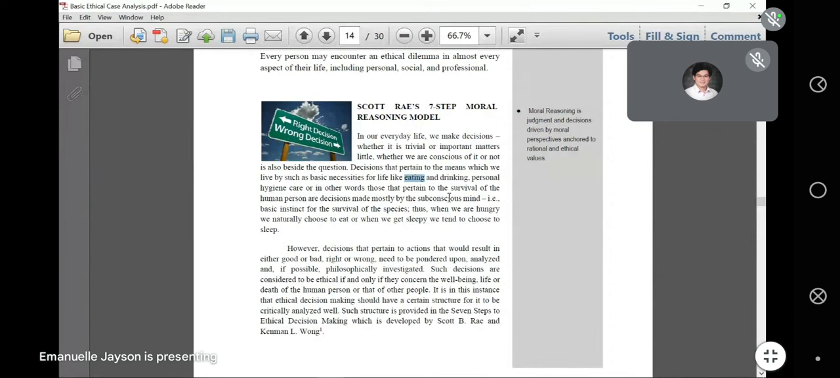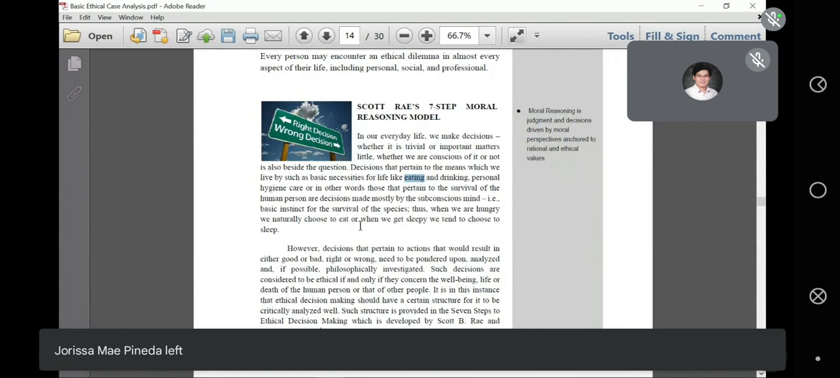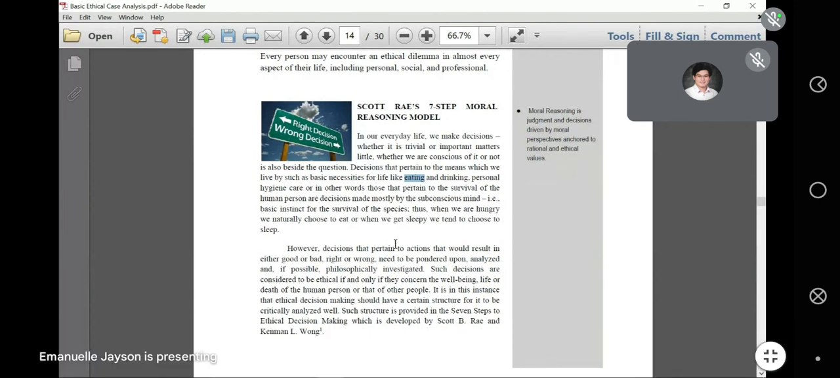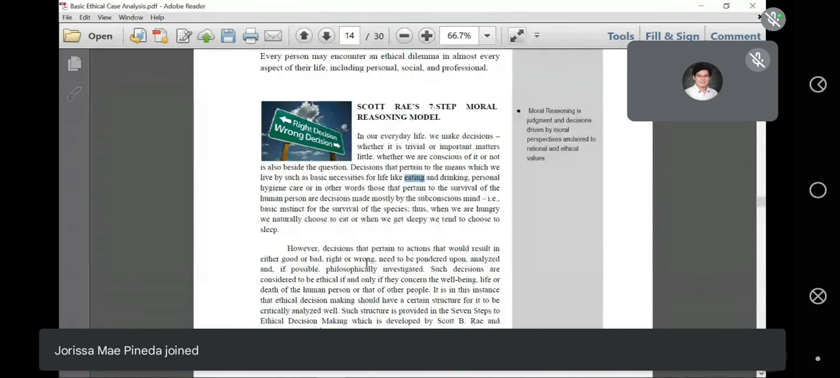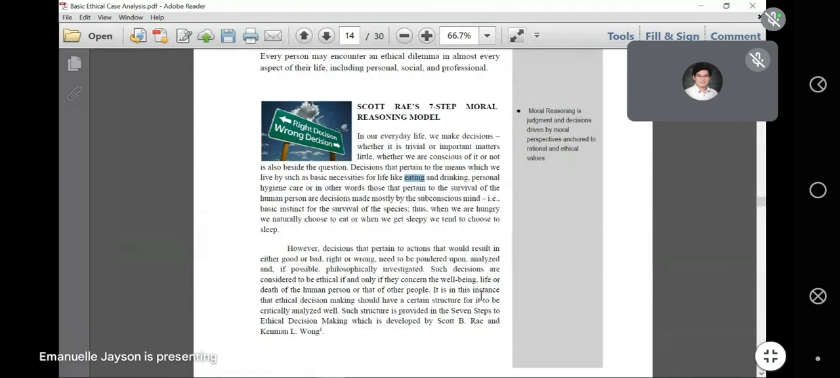I think that's the problem of most unethical, immoral agents kasi nga walang sumisita, walang sisita, walang witness. At kung meron mang witness, baka takot silang magsalita, for example. So, when we are hungry, we naturally choose to eat, or when we get sleepy, we tend to choose to sleep. There's nothing wrong with that. However, no, decisions that pertain to actions that would result in either good or bad, right or wrong, need to be pondered upon, analyzed, and if possible, philosophically investigated.